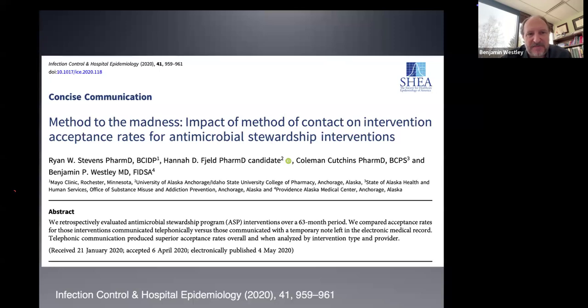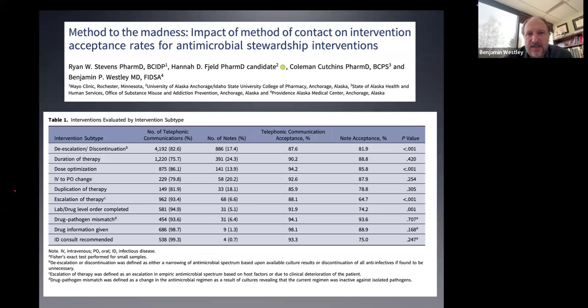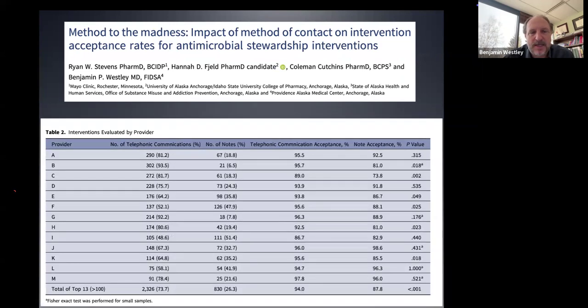And in fact, after he left, Ryan wrote this up and he called it Method to Madness, Impact of Method of Contact on Our Acceptance Rates. And he basically showed that no matter what the intervention was recommended, stopping, changing, escalating therapy, everything was more likely to be accepted, 15 or 20% more typically, if you called somebody on the phone rather than just leaving them a note. And then we also looked at it by individual providers. These were the top 13, and all of them trended towards better response if you were talking to them on the phone.